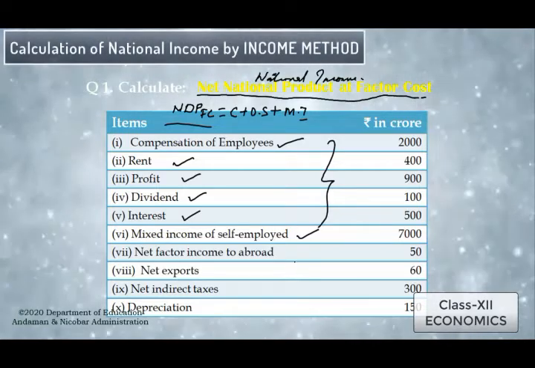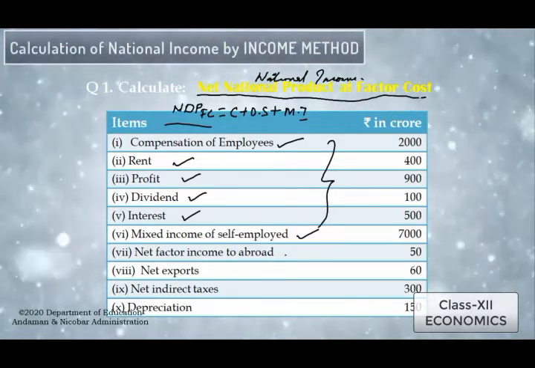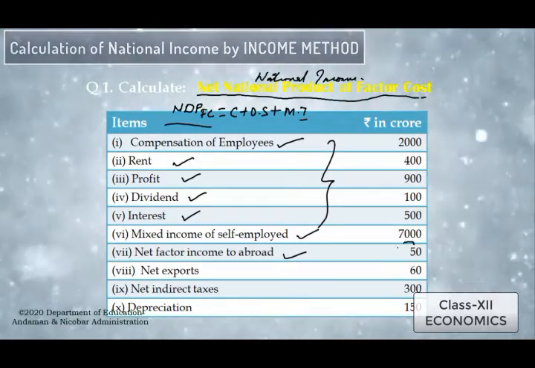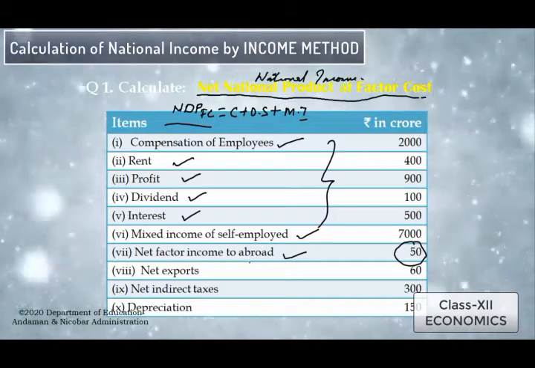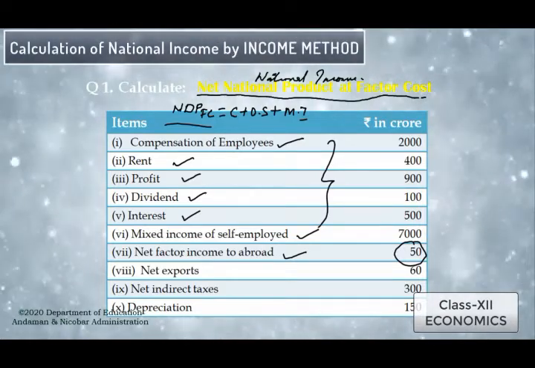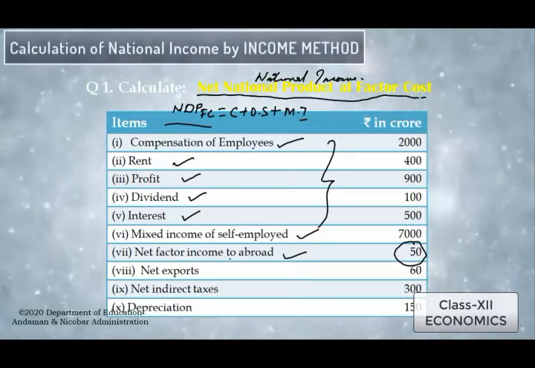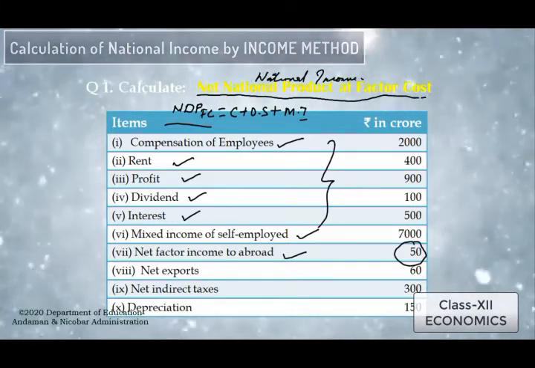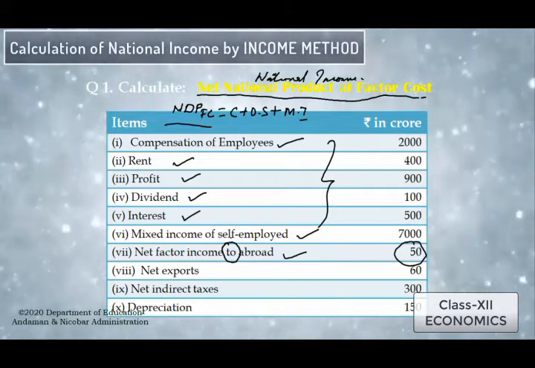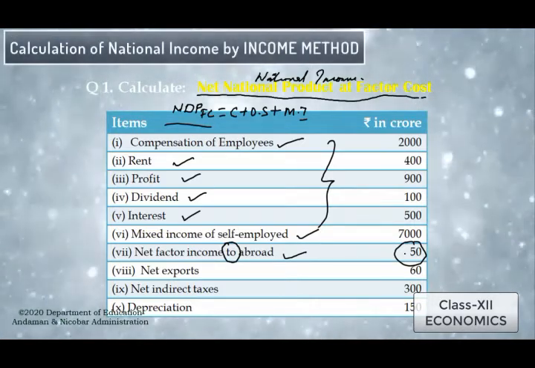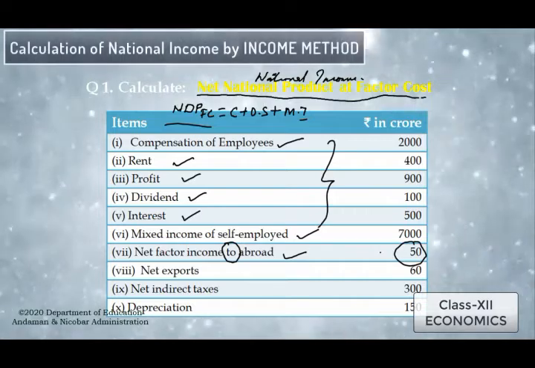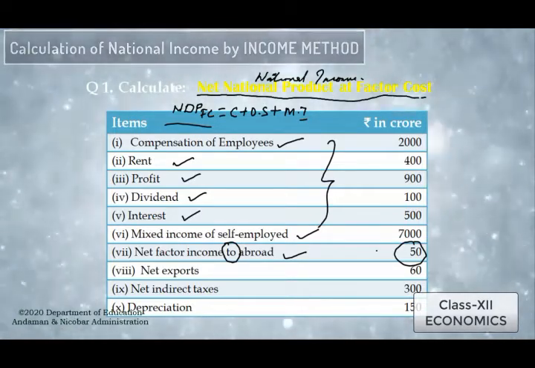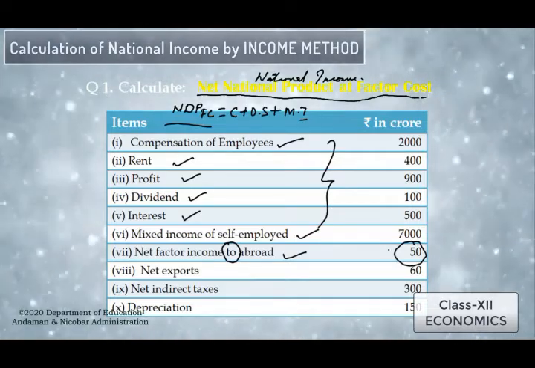So how can the NNP be calculated? By getting the value of NFI, that is net factor income from abroad, which is also given here as 50. But you need to note one thing: the net factor income to abroad is given here. Normally we add the value of net factor income from abroad. So whenever the value of to abroad is given, this value will be subtracted instead of added to the NDP at factor cost. So students, listen carefully. We will move to the solution.